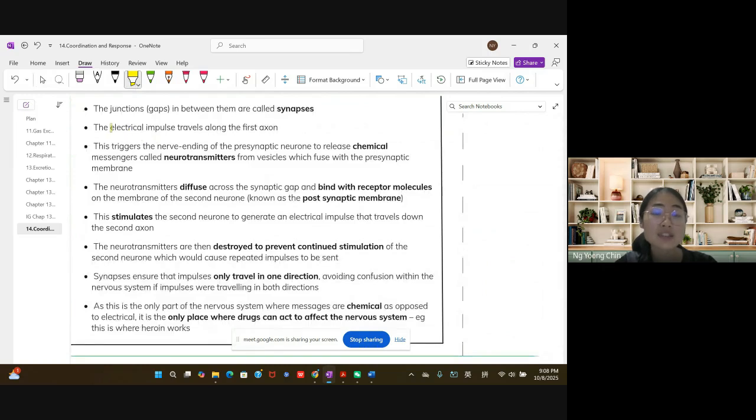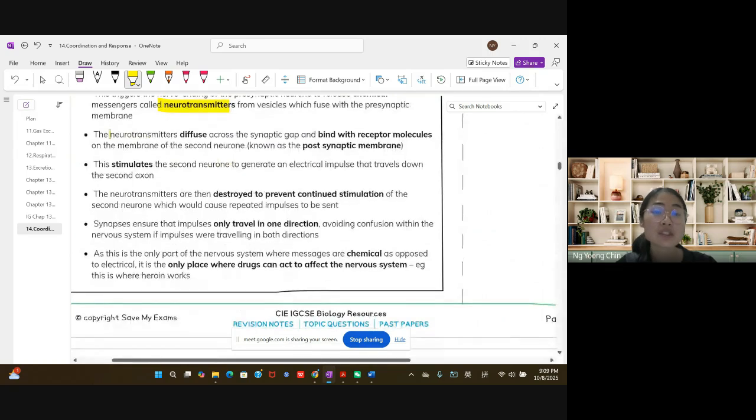When the electrical impulse travels along the first axon, this triggers the nerve ending of the pre-synaptic neuron to release a chemical messenger called neurotransmitter, which fuses with the pre-synaptic membrane. The neurotransmitter diffuses across the synaptic gap and binds to the receptor molecule on the membrane of the second neuron, called the post-synaptic membrane.